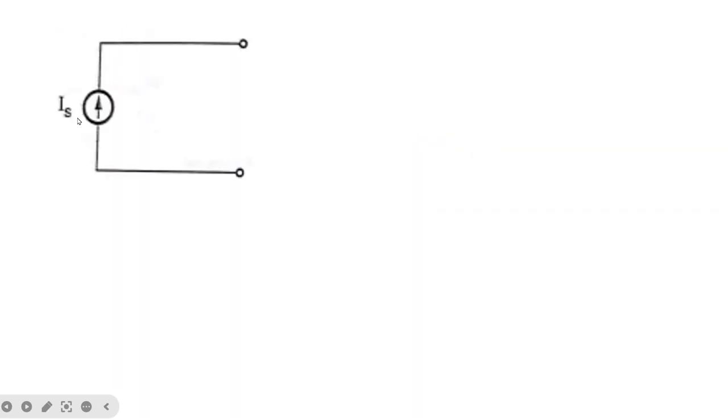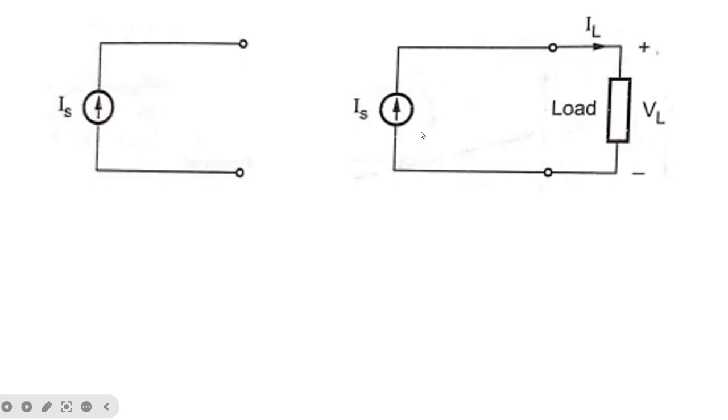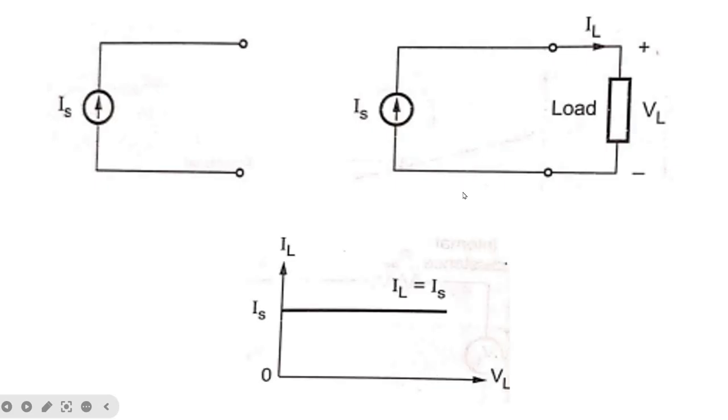And this is the symbol for ideal current source. And here a load is connected across the current source. So you will get such type of characteristics for this circuit, where you will be having the load current equal to the source current. And here, irrespective of the voltage, the current remains the same throughout.